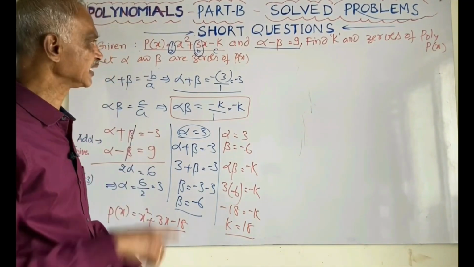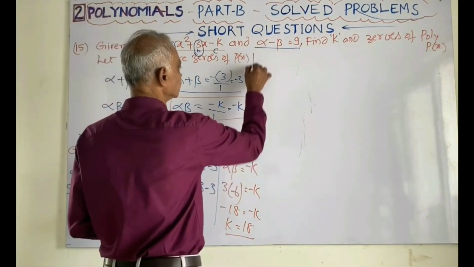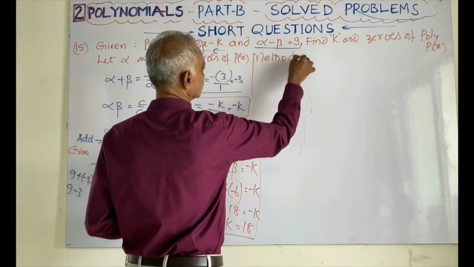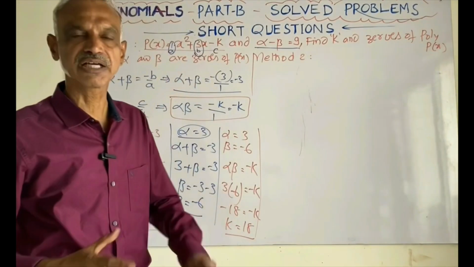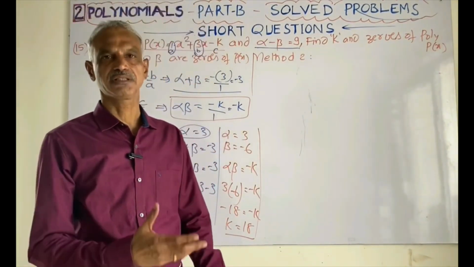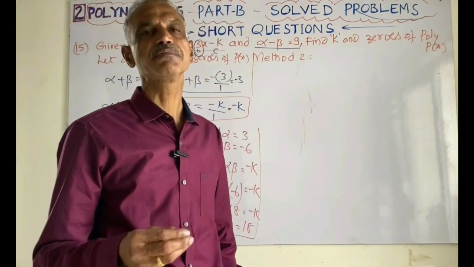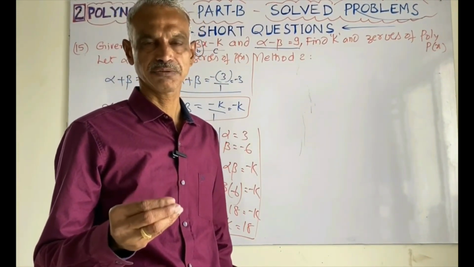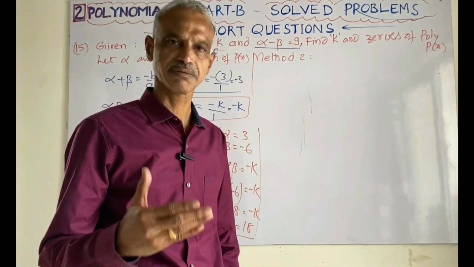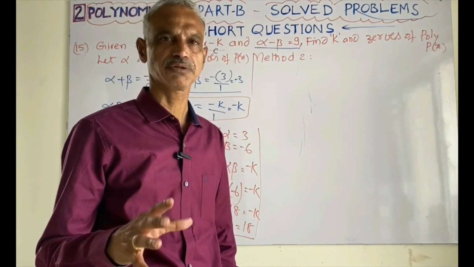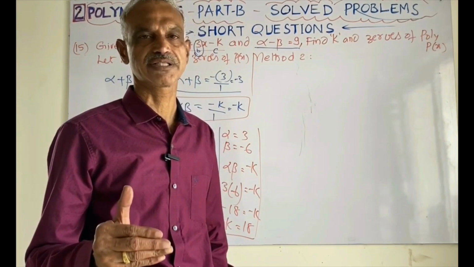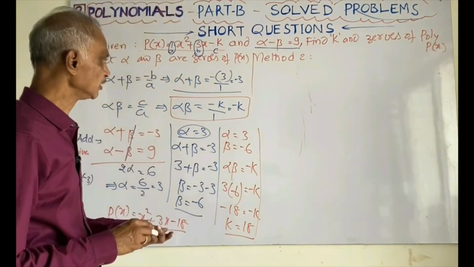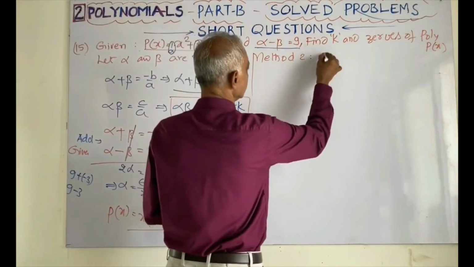Now, next we will do method 2. You may have a doubt, sir, why are you doing a second method? You should remember one thing, a problem, if you can do 10 methods, you can do it; you have to do 2 methods, 3 methods. However many methods you can do, you have to do. You will get this knowledge about it.